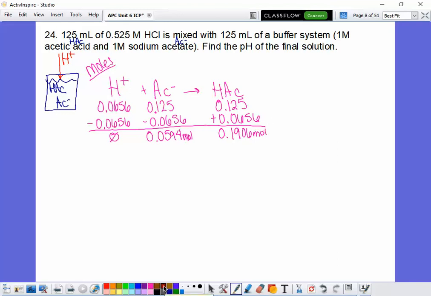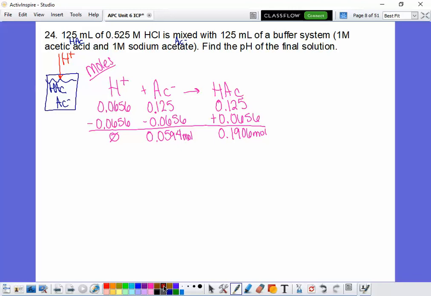What do I have left over? Do I have any H plus or OH minus left over? Nope, so it's not scenario 1. Do I have only my HAC left over? No, so therefore it's not scenario 2. Do I have only my AC minus left over? Nope, so it's not scenario 3.